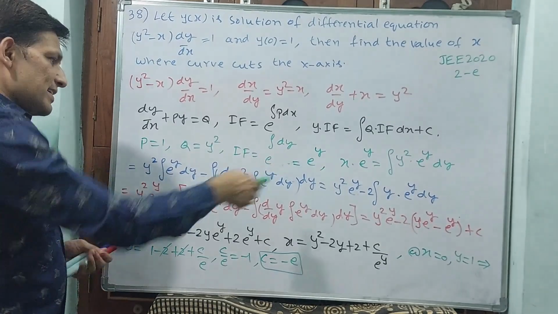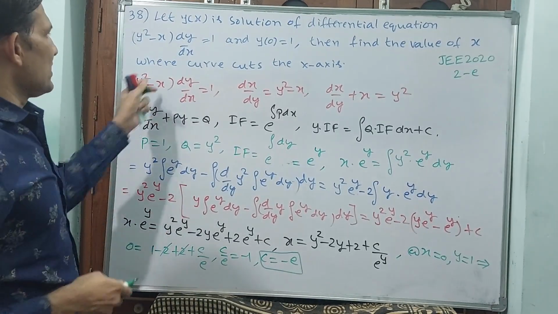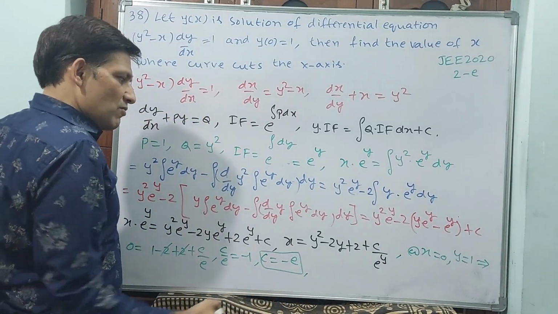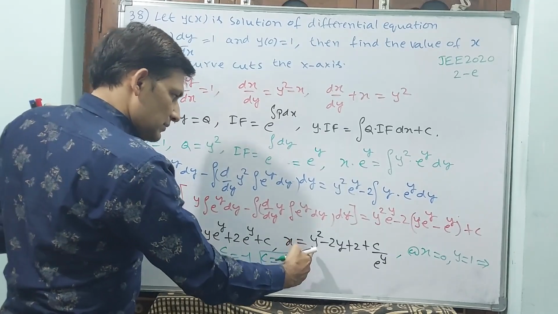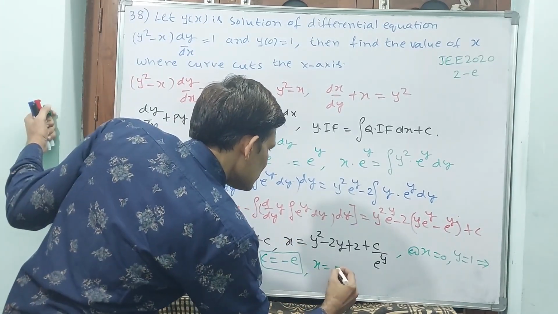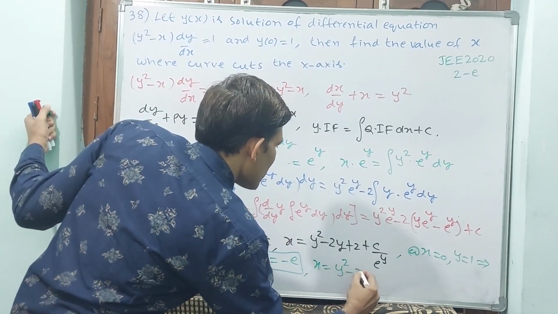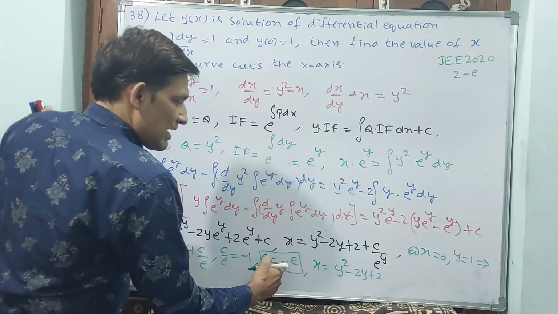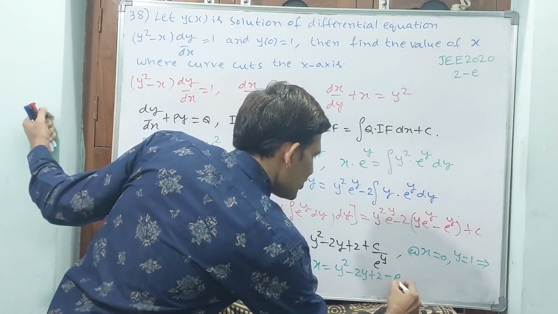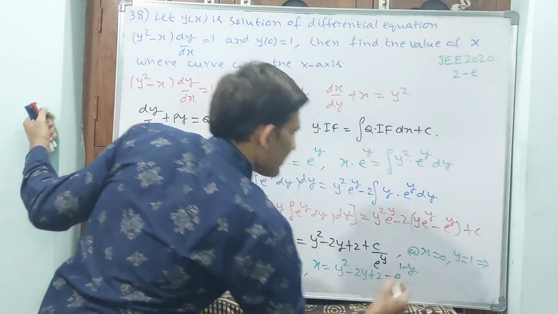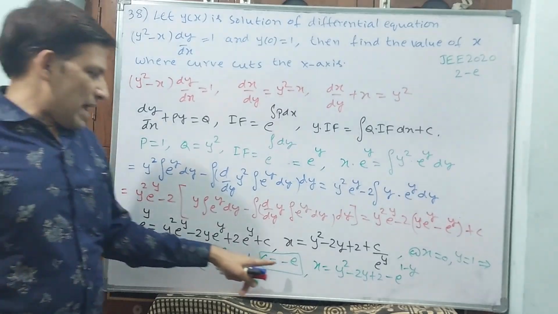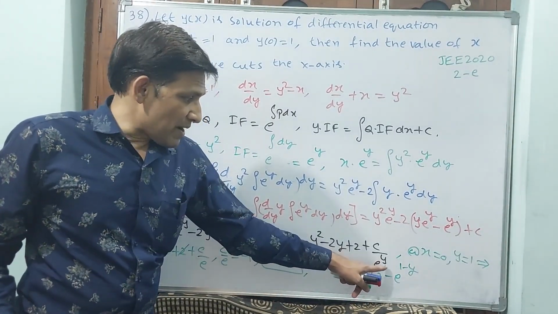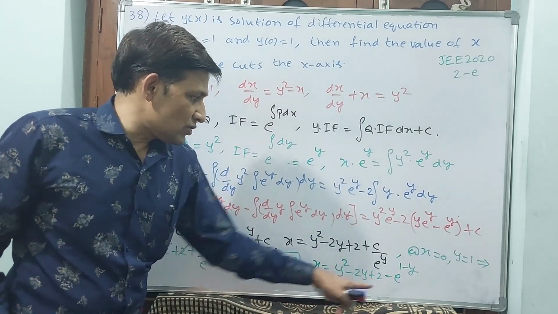Now rewrite the equation. x is equal to y square minus 2y plus 2, with the c value, minus e power 1 minus y. Is it correct? Already I have written minus e power 1, with y in the denominator, so e power 1 minus y. This is your final equation.